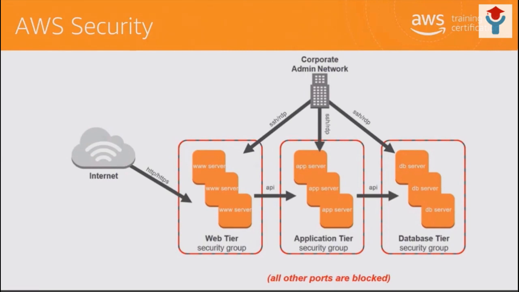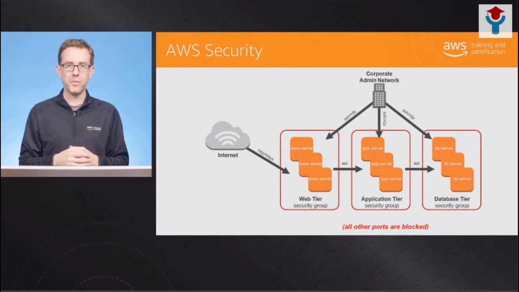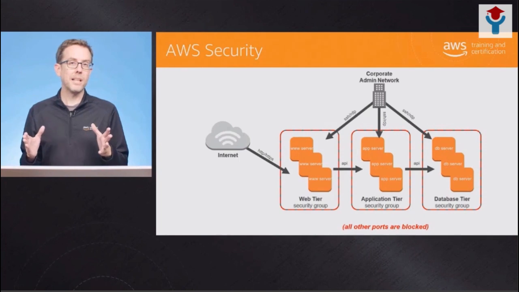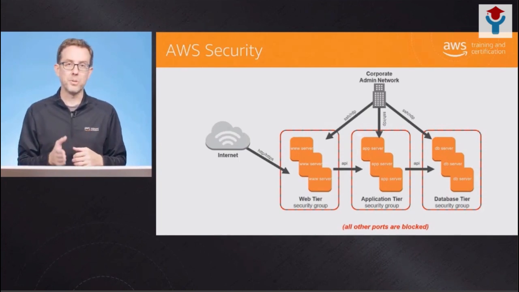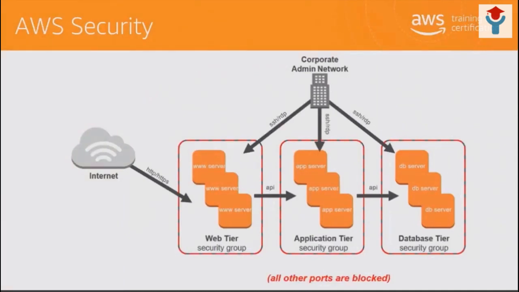If we start at the web tier, you'll notice that we have set up a rule to accept web traffic from anywhere on the internet. HTTP is port 80 and HTTPS is port 443. To accept traffic from anywhere on the internet, we'd select a source of 0.0.0.0/0.